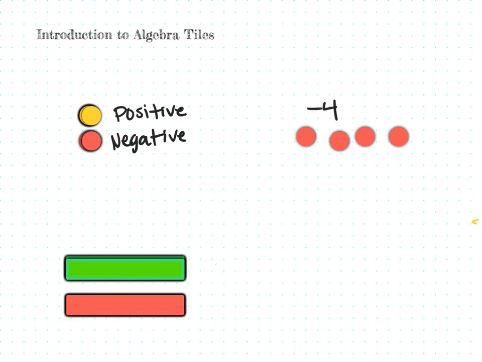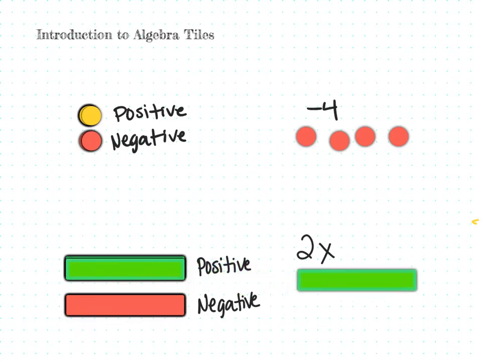Now, if I wanted to model 2 positive x's, the green tiles are positive and the red tiles are negative. Notice how they are a different shape. The reason they're a different shape is because we're talking about a different kind of value. In this value, we're talking about variables. So 2 positive variables are represented by 2 positive rectangles.